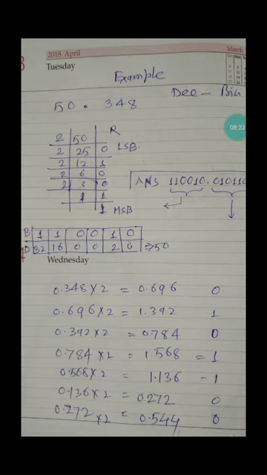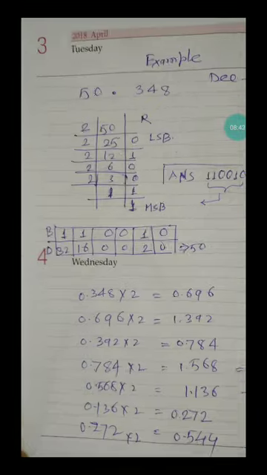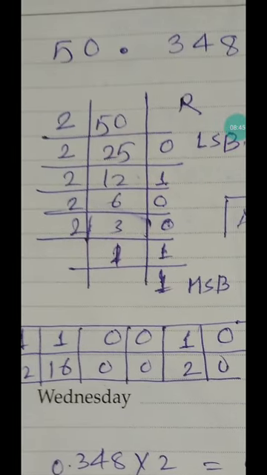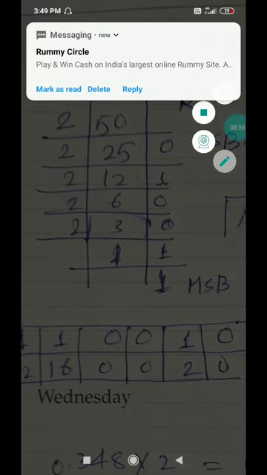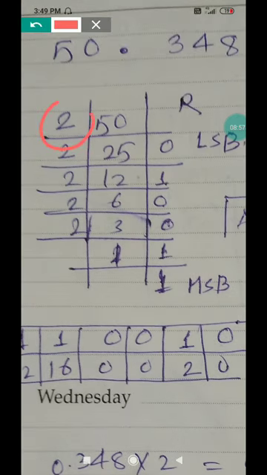50.348. So we will make two parts of it, that is 50, and the second part is 0.348. First we will convert 50 into binary number, and then we will convert 0.348 into the other part of the binary number. Then first step is to write in this form. You write 50 in the middle of this form and divide this 50 by 2.